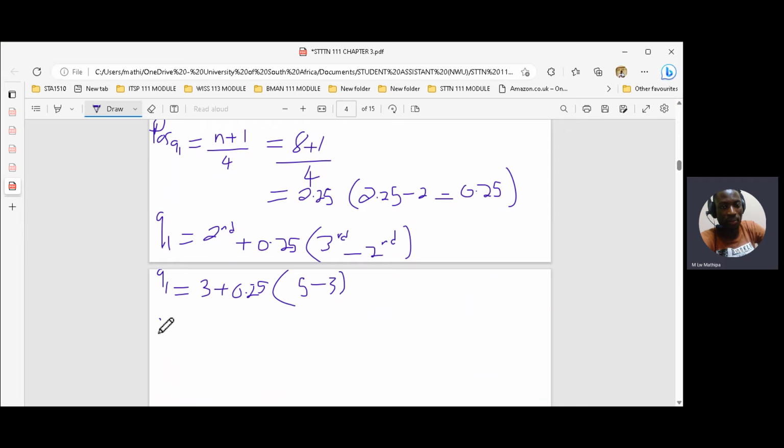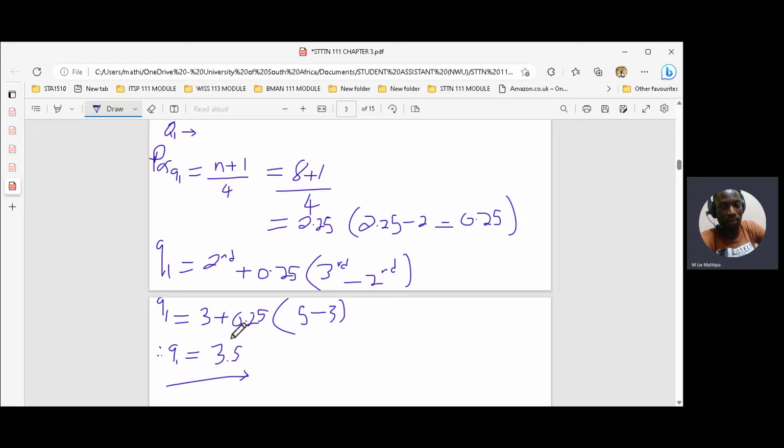Therefore we conclude, let's do it on a calculator: 3 plus 0.25 into 5 minus 3, which will give us 3.5. That's our value for Q1, 3.5. Hope everyone now understands. Now let's move to Q3.